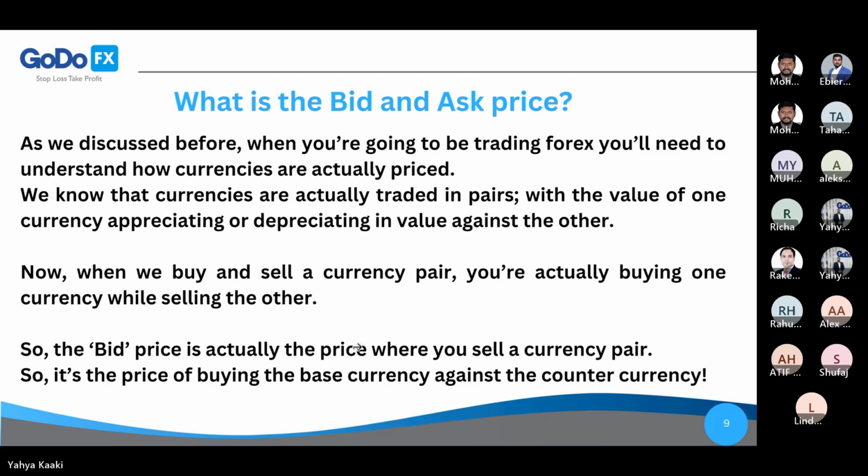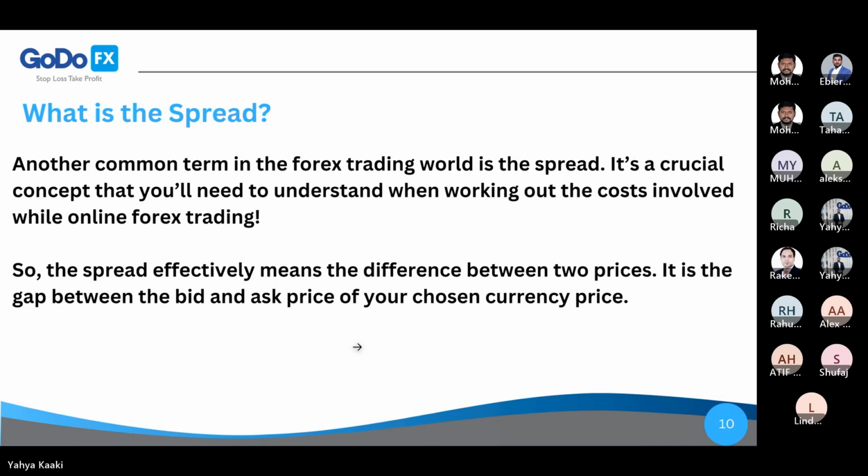So the spread effectively means the difference between two prices. It's always between the bid and the ask. It is the gap between the bid and the ask, as we said, in the price of the chosen currency pair. It is important to note that a good broker has a lower spread. So we always make our best to offer lower spreads to ensure that you aren't priced out of trading. Although these spreads tend to widen in times of high market volatility, Godo will always offer you the lowest spreads available so you can trade effectively.